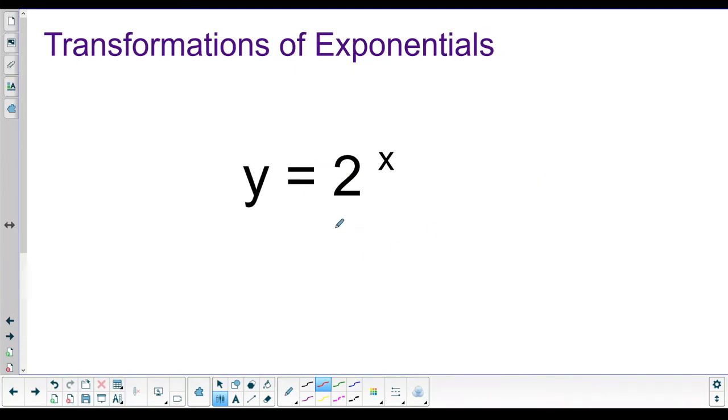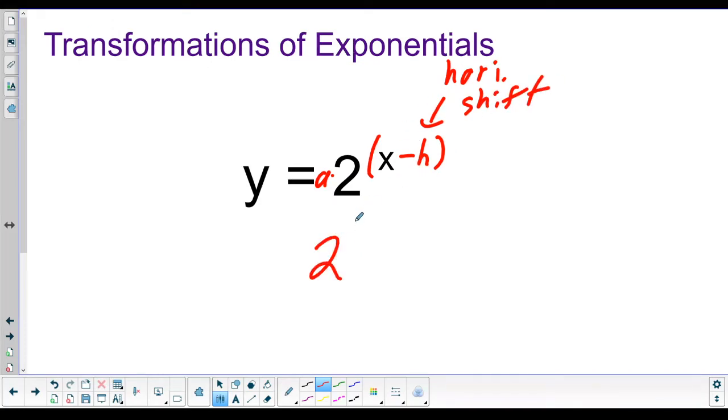So we could have an a value, and it'll just stretch our graph. Now, this will also have an h value, but it will be in parentheses in the exponent with the x. This still does the same thing. This is still a horizontal shift. It's still reversed from whatever the sign is.